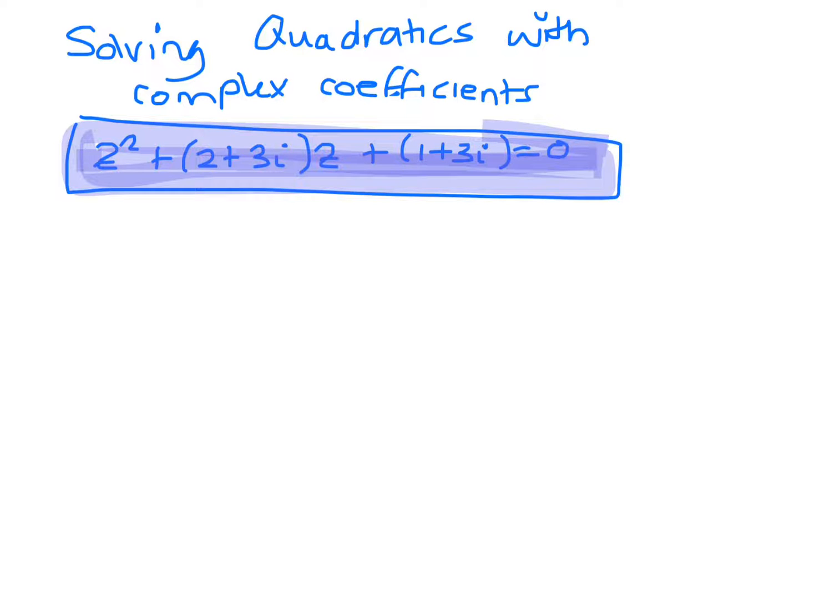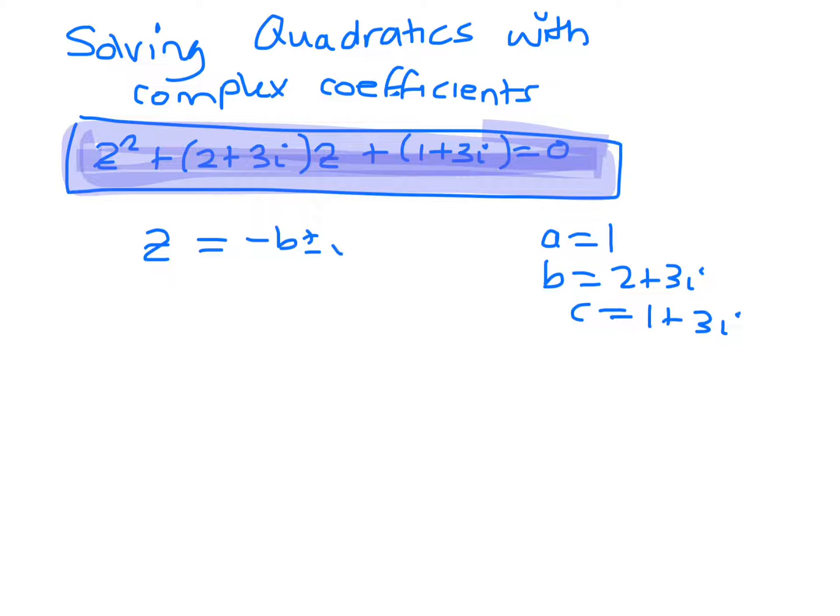Okay, so just solving this with complex coefficients. The coefficients are the numbers in front of the z. So in this one, A is 1, B is 2 plus 3i, and C is 1 plus 3i. So it's minus B plus or minus the square root of B squared minus 4AC all over 2A.